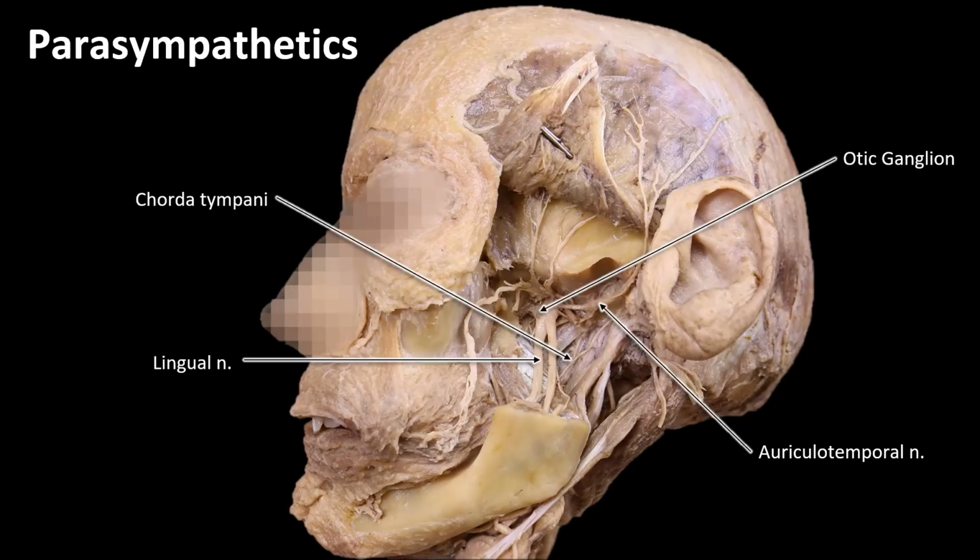There are two parasympathetic pathways that are associated with V3, and both of these involve the salivary glands. Now, I know you guys are very familiar with all of these pathways already from previous sessions, but this is the first time that we're actually able to see some of the nerves involved. So let's run through them quickly once again.